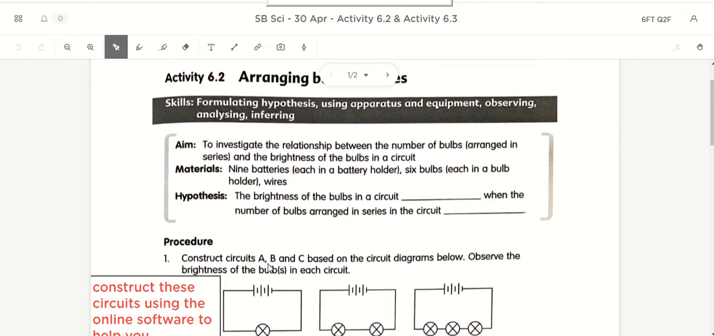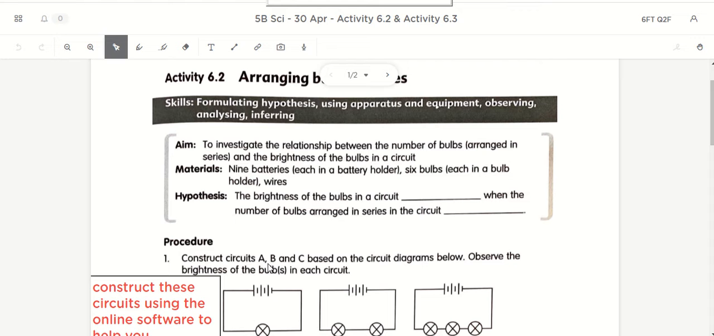I know some of you did not use the online software to test it out, because if you had used the online software to test it out, your results would be very different from what your answer is. So you really have to use the online circuit construction kit to try it out to see the effects on the brightness of the bulb.